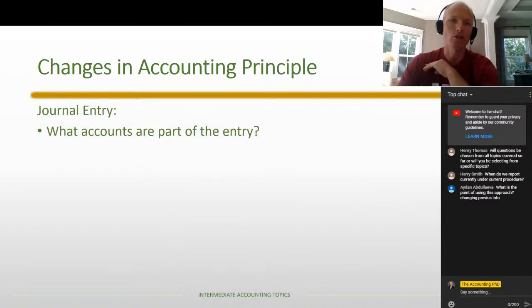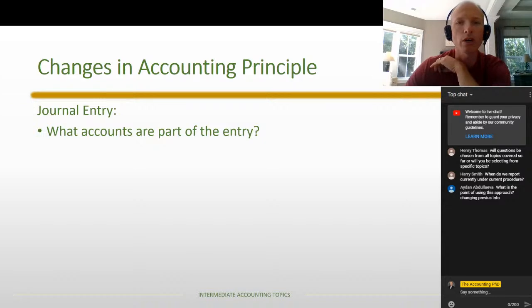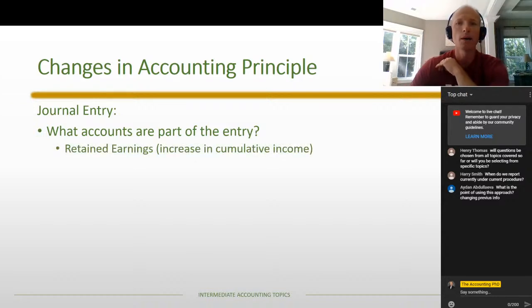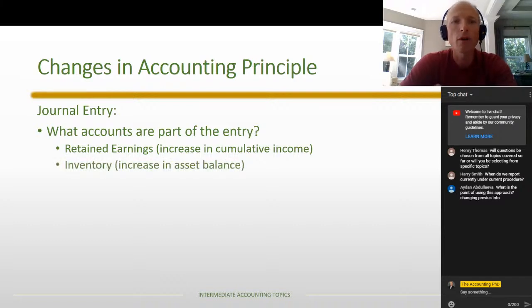All right, so now let's get to the journal entry. What accounts are going to be part of the journal entry? Again, hopefully it became clear that because there's an increase in cumulative income, there's going to be an increase to our retained earnings account. The offsetting piece of that is going to be inventory.